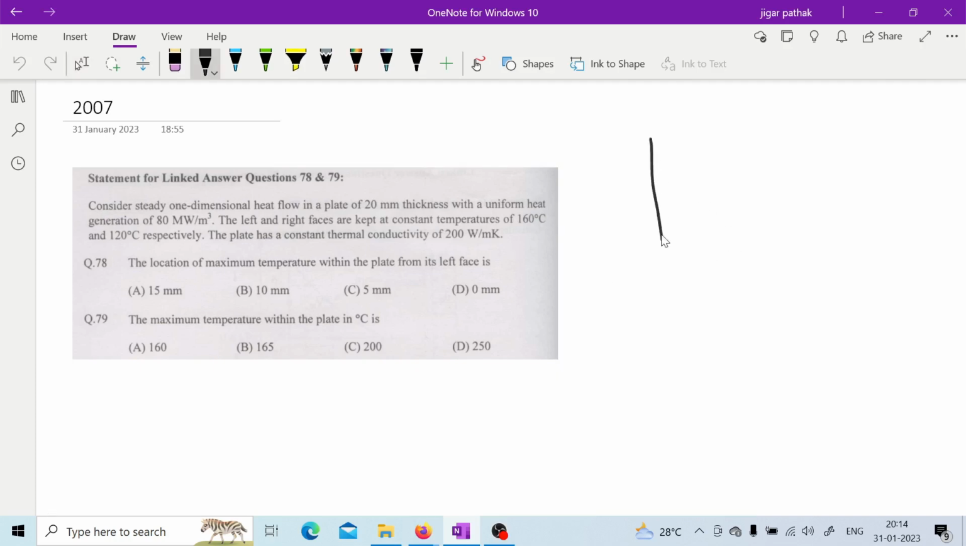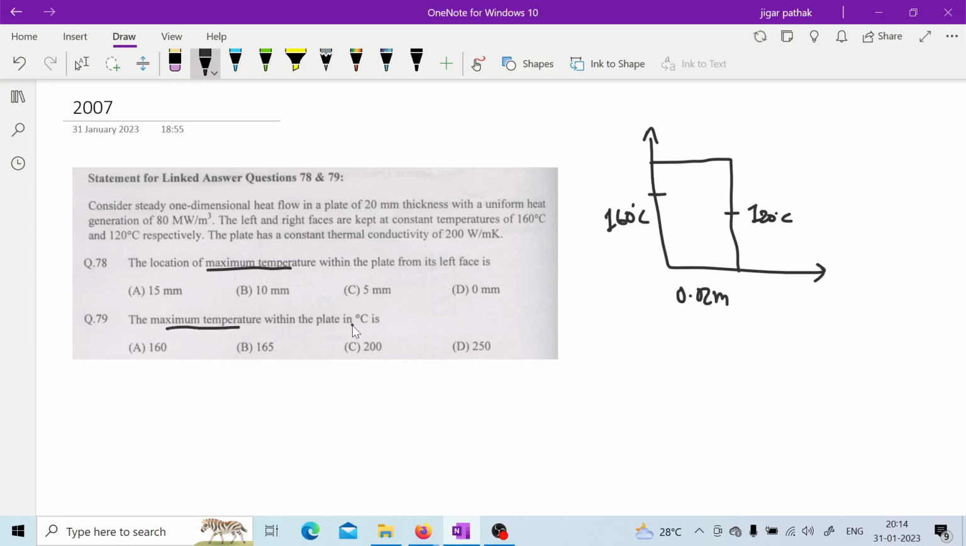So here it is 0.02 meter, right? This 20 mm is 0.02 meter, and you are having this 160 degrees centigrade temperature. Here it is 120 degrees centigrade. Right, so the location of maximum temperature within the plate from the left face you need to calculate, and the maximum temperature within the plate in degree centigrade. So these two things you need to calculate.